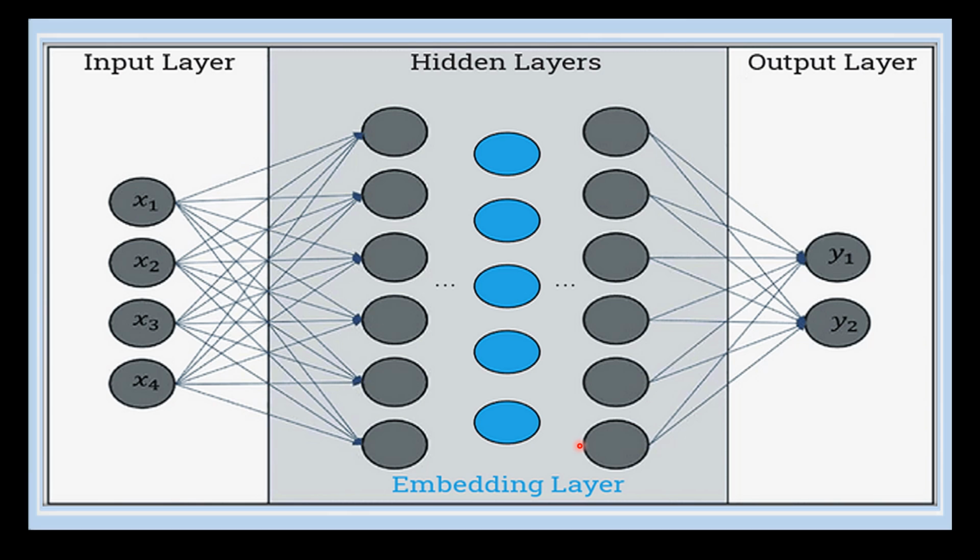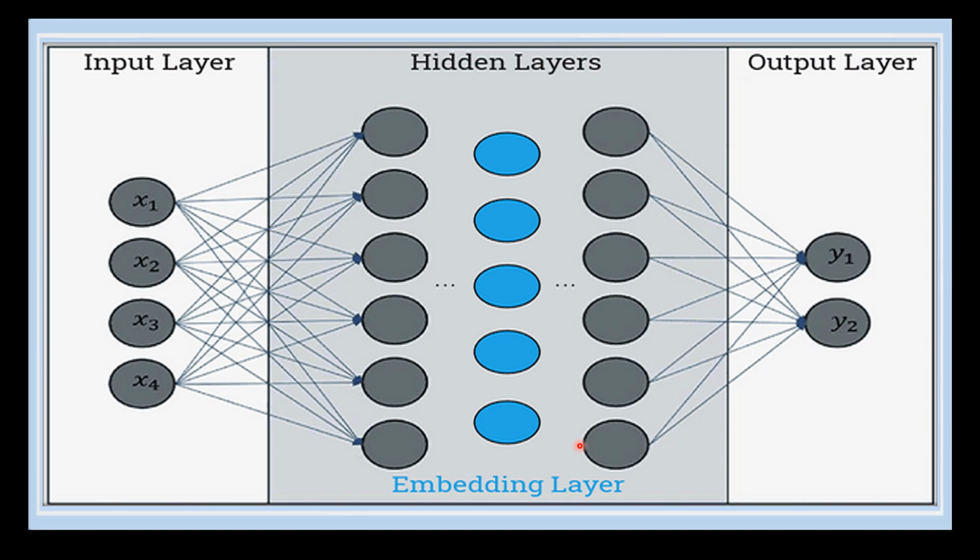So this embedding layer is typically implemented as a matrix where rows correspond to unique tokens in the vocabulary and columns represent the dimensions of the dense vector representation. The matrix is learned during training and its size is determined by the number of dimensions in the dense vector representation and the size of vocabulary.